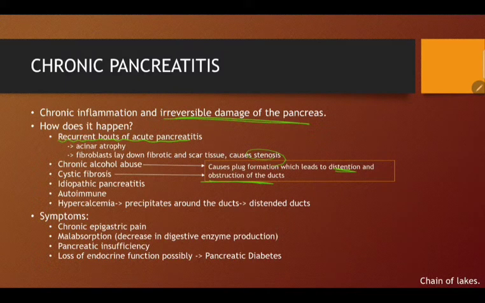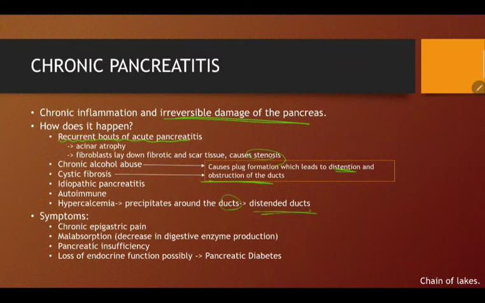Then there's also something known as hypercalcemia. Again, the same thing as in acute pancreatitis. What happens is it precipitates around the ducts, and it leads to distension of these ducts. These ducts can't push out any fluid, and there's a lot of backflow. There's storage of everything that they're supposed to give to the duodenum. Then there are autoimmune pancreatitis and idiopathic pancreatitis.